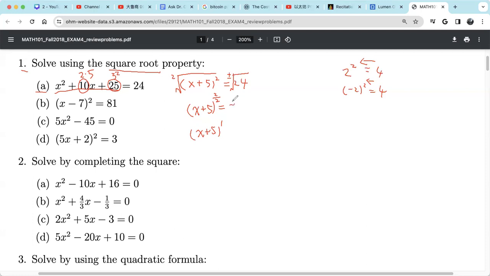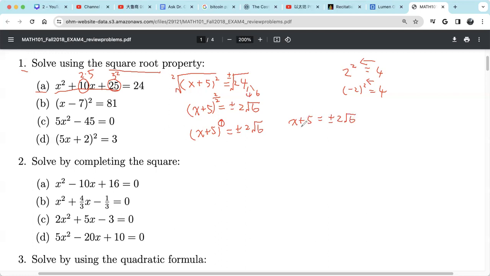And this side will have plus or minus. Well, 24 is 4 times 6, so the square root of 4 is 2. So the square root of 24 can be simplified as 2 radical 6. So we get plus or minus 2 radical 6. And usually when we have x plus 5 raised to the 1, that is the default, so we don't write it. Just write x plus 5 equals plus or minus 2 radical 6.